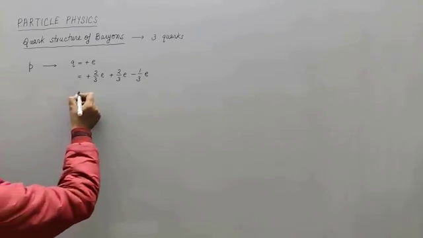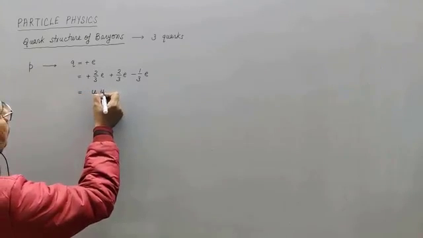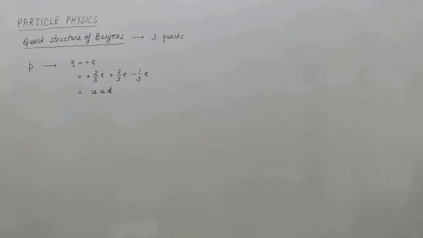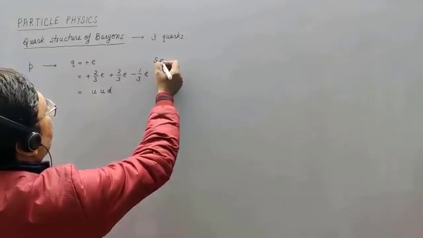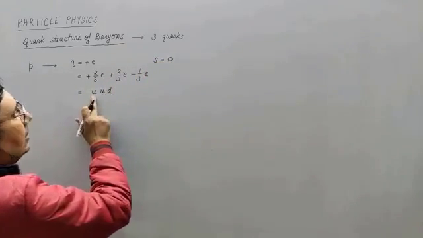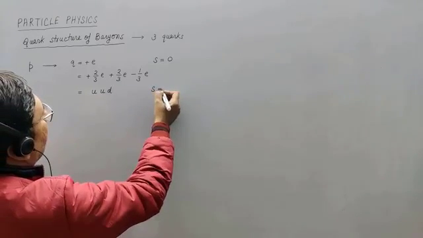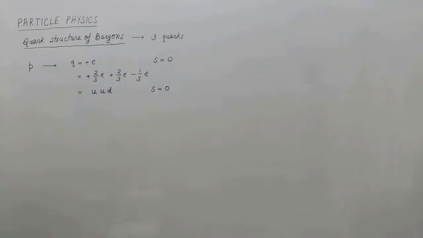So in this way, this will be U and D. This will be the structure of the proton. Here, strangeness number is 0 for proton. And if you consider the strangeness number of U and D, this is also 0. So from strangeness point of view as well as from charge point of view, this is 0.